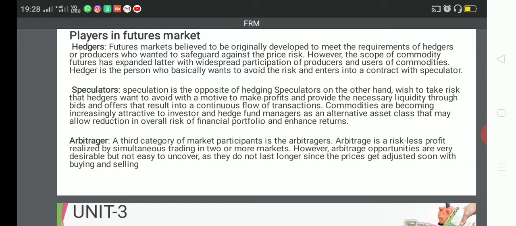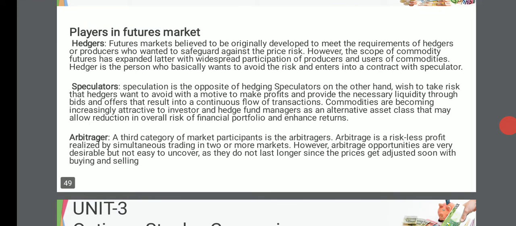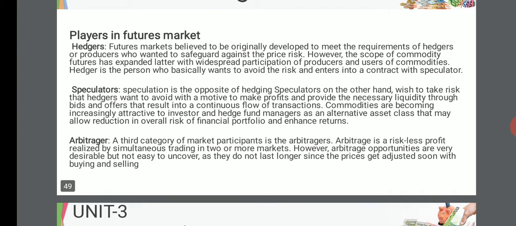Speculators. Speculation is the opposite of hedging. Speculators, on the other hand, wish to take risk that hedgers want to avoid, with a motive to make profit, and provide the necessary liquidity through bids and offers that result in a continuous flow of transactions. Commodities are becoming increasingly attractive to investors and hedge fund managers as an alternative asset class that may allow reduction in the overall risk of the financial portfolio and enhance returns.